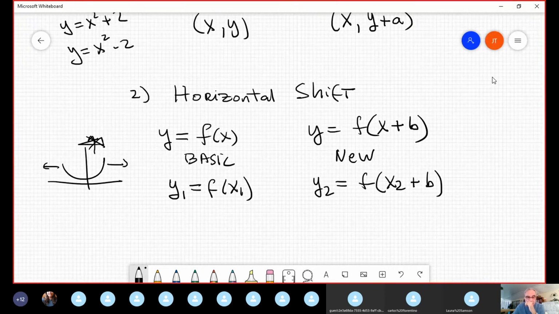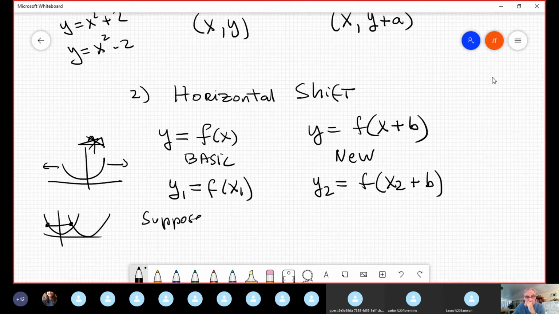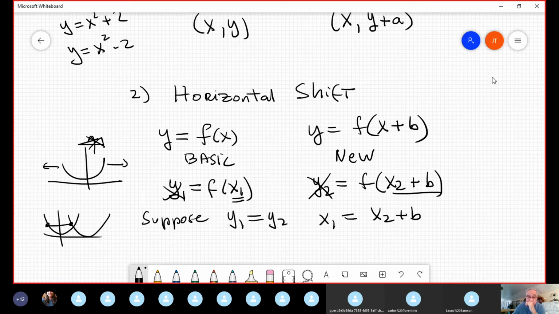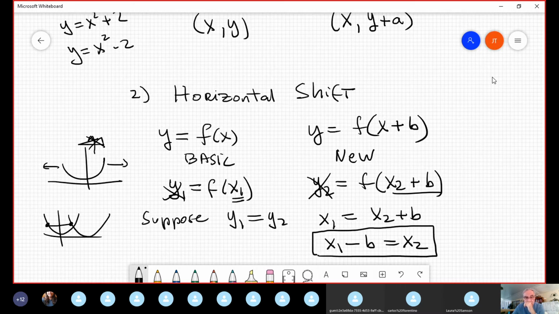Es horizontal. Entonces, in order to compare two parabolas, suppose this parabola and this parabola, I take the same y value. I assume that y1 and y2 are the same. This is a supposition. Therefore, x1 is equal to x2 plus b. Makes sense, right? This should be equal to this. You solve for x2, entonces x1 minus b is equal to x2. Conclusion: x2 is x1 subtracting b.